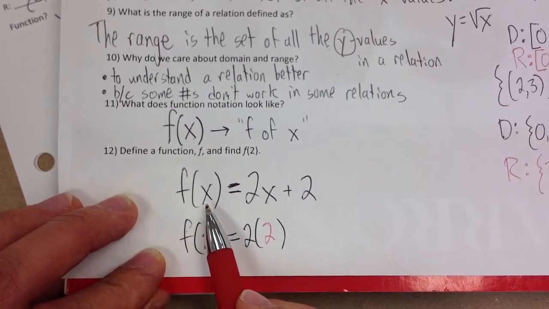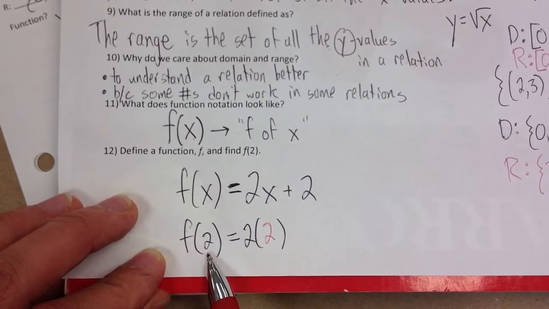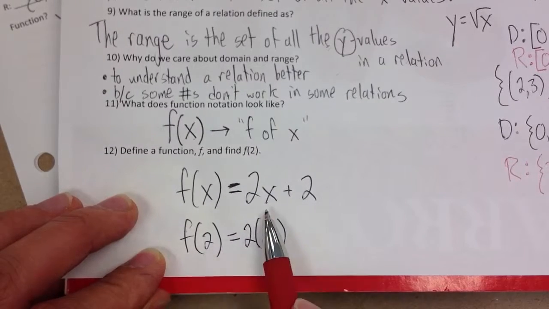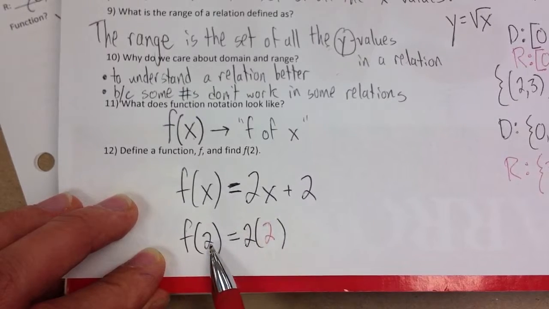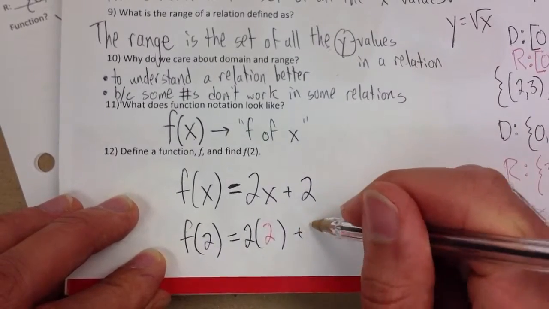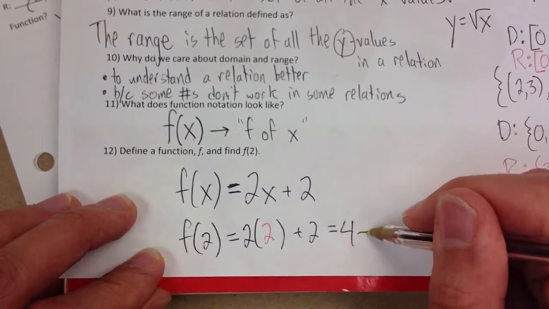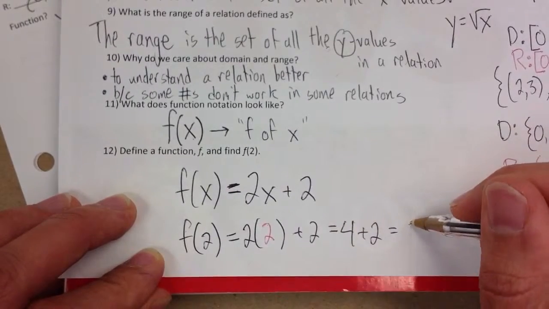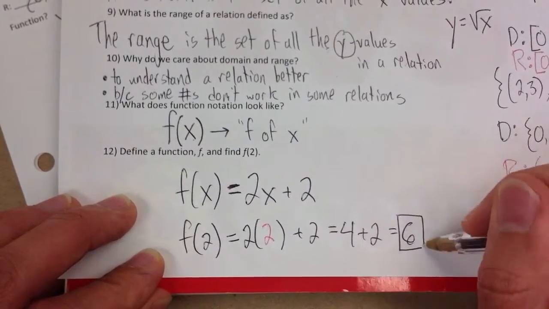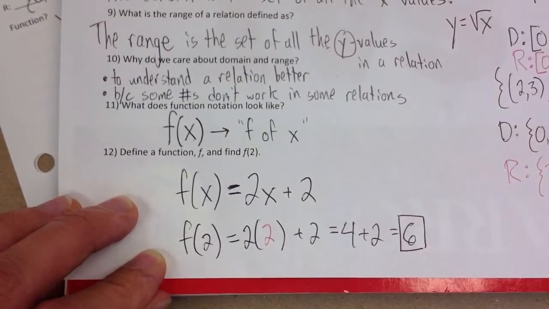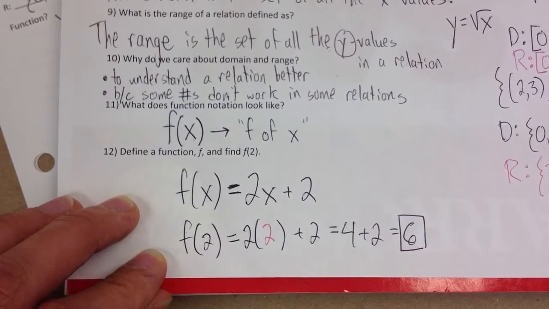Your independent variable here is x. What this means is everywhere you see x in the function definition, you replace it with that thing. It doesn't matter what it is. You replace it with that thing. So the value of this function at x equals 2 is 6. Okay? Any questions on 10, 11, 12?